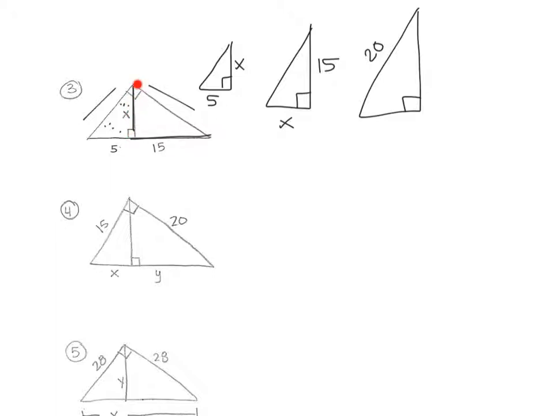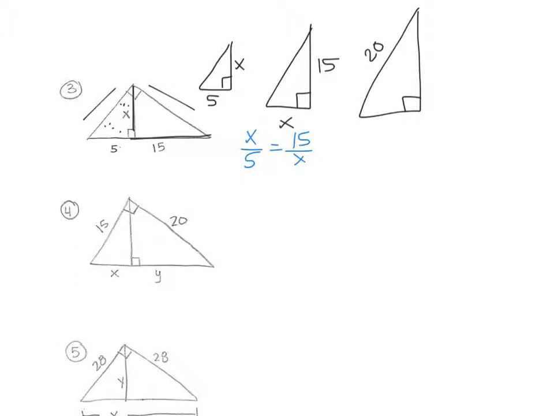So in this one I'm trying to find the altitude. Right here, I'm going to use this proportion. So I'm going to do x is to 5 as 15 is to x. So x is to 5 as 15 is to x, and you can cross multiply.